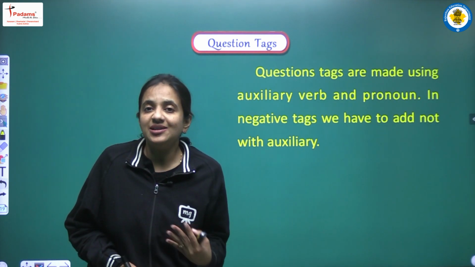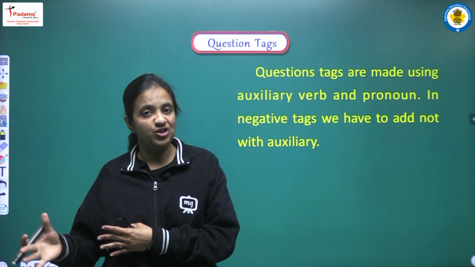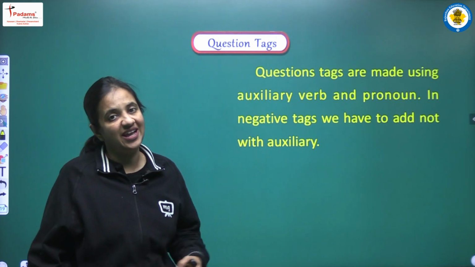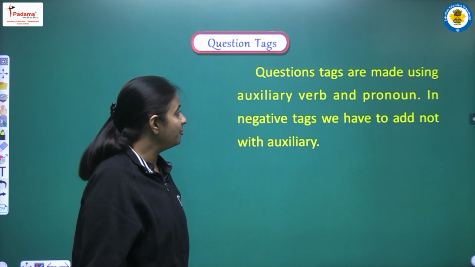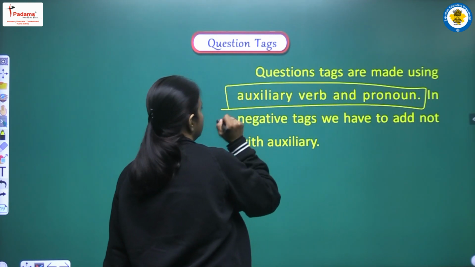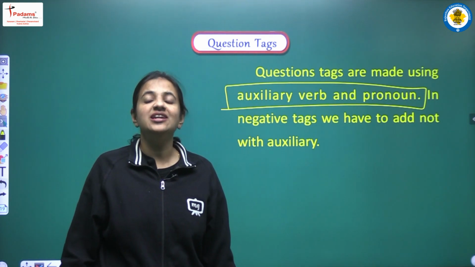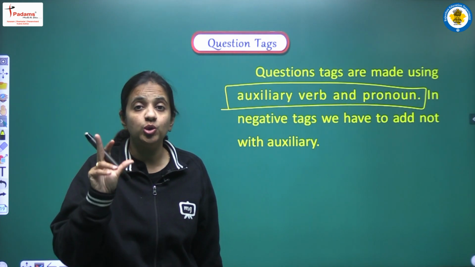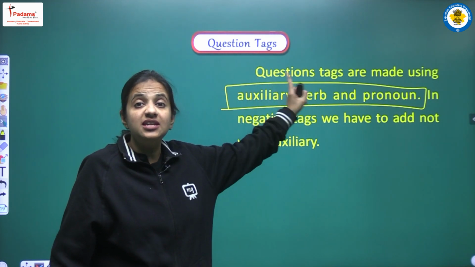So what parts of speech does that question tag have, or using what words can we form a question tag? So let's see. Question tags are made using an auxiliary verb and a pronoun. So yes, question tags are made using only two things. We need only two things. The first thing is an auxiliary verb.